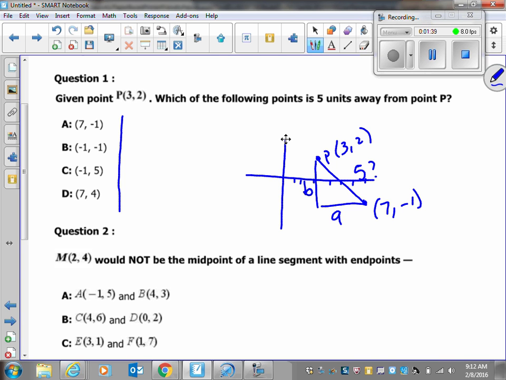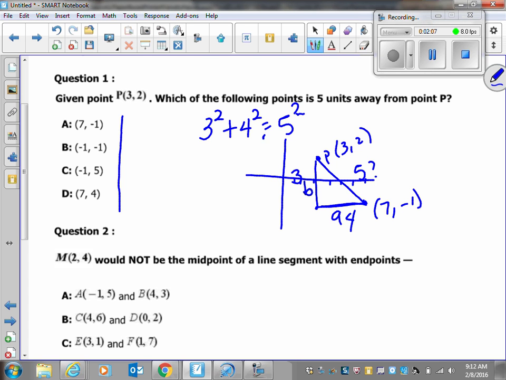And I think this would be the easy way to do it, because once I know this, I would know the distance from -1 to 2 is going to be 3, right? Then from 3 to 7 is going to be 4. So what I have to do is 3 squared plus 4 squared, is it equal to 5 squared? That's what we wanted to know.